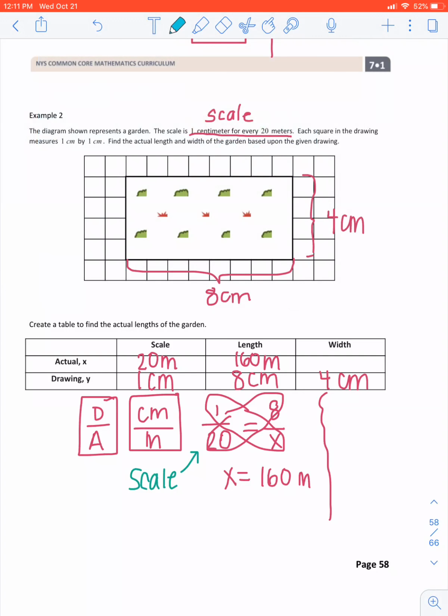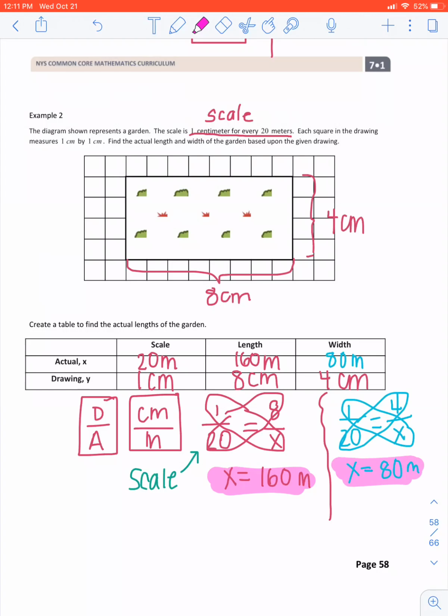All right, let's do the next one. We're going to use 1 over 20 as our scale again. This time the width is 4 centimeters. 4 goes on top, centimeters go on top. We're going to cross multiply. So 1 times x is x. 20 times 4 is 80. We're talking about the actual dimensions, which makes that 80 meters. So the question is find the actual length, actual width. We did that. Here's our actual length. There's our actual width.